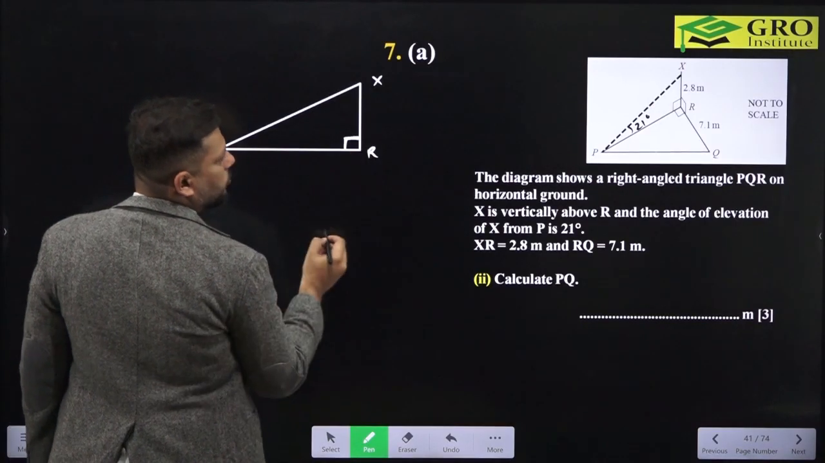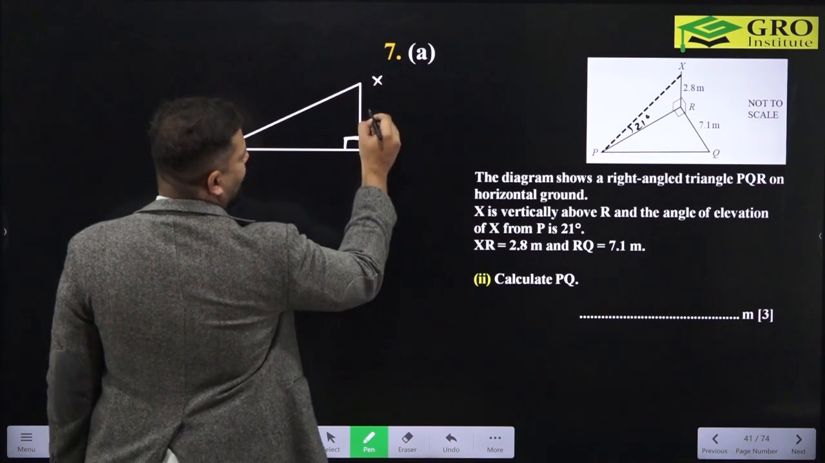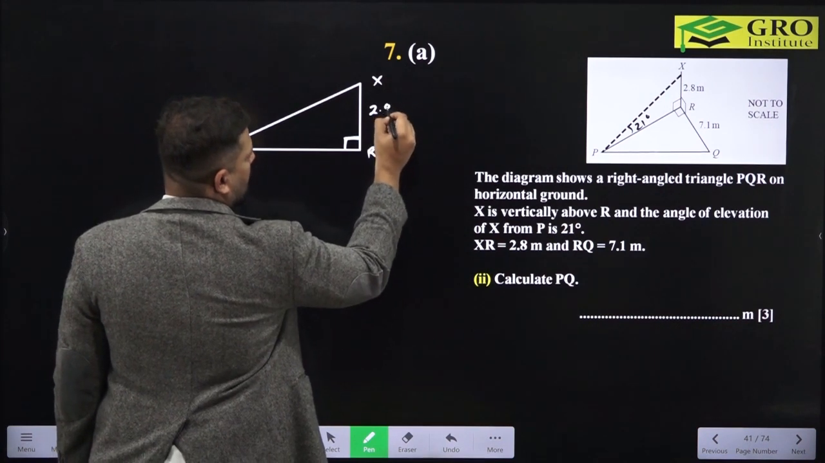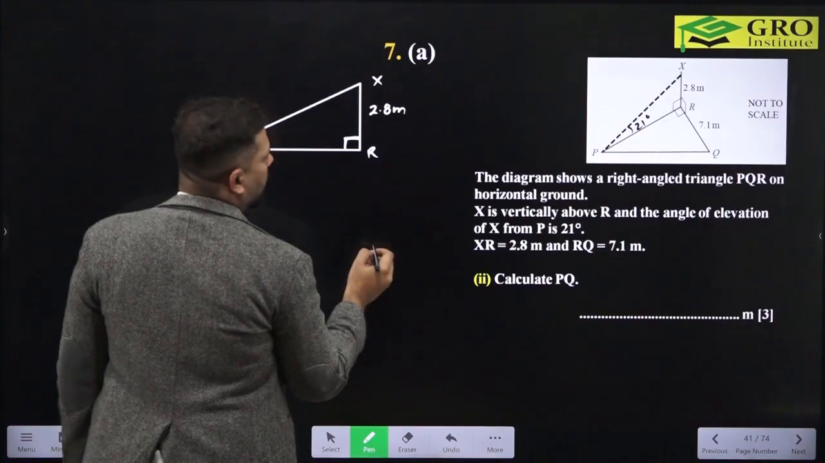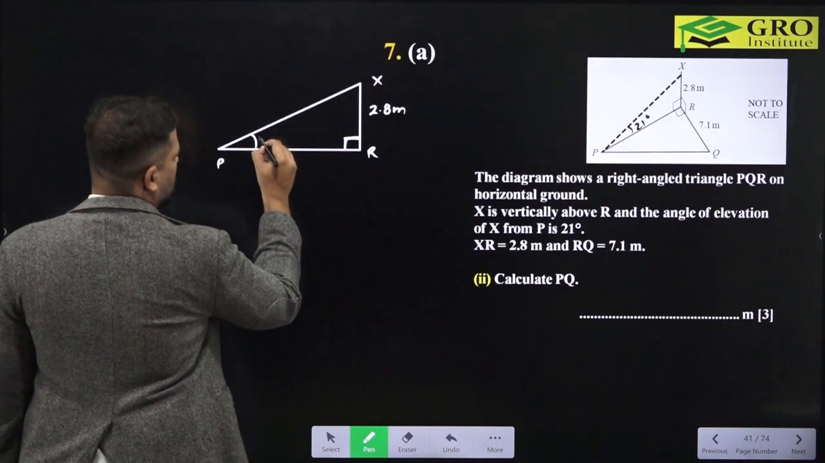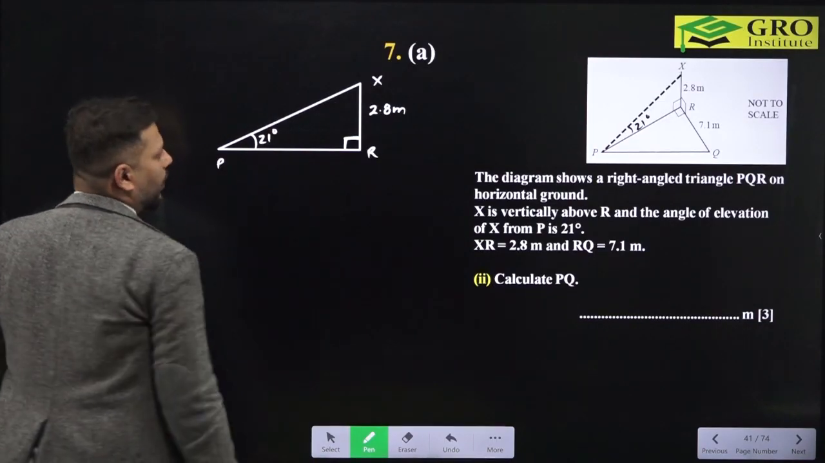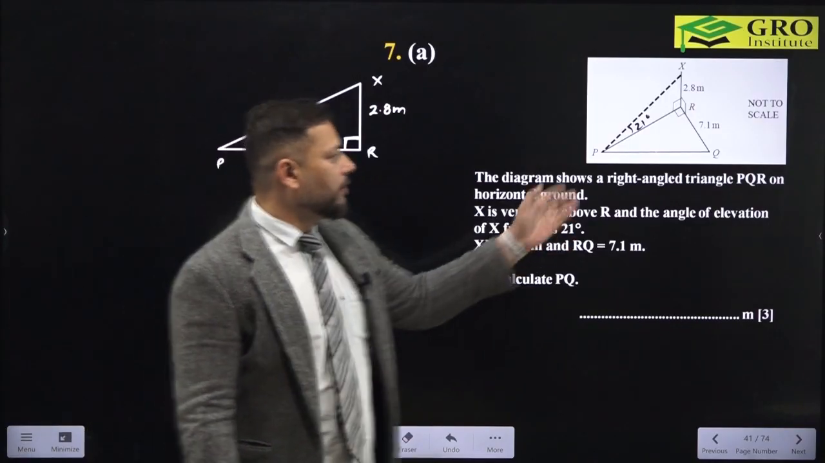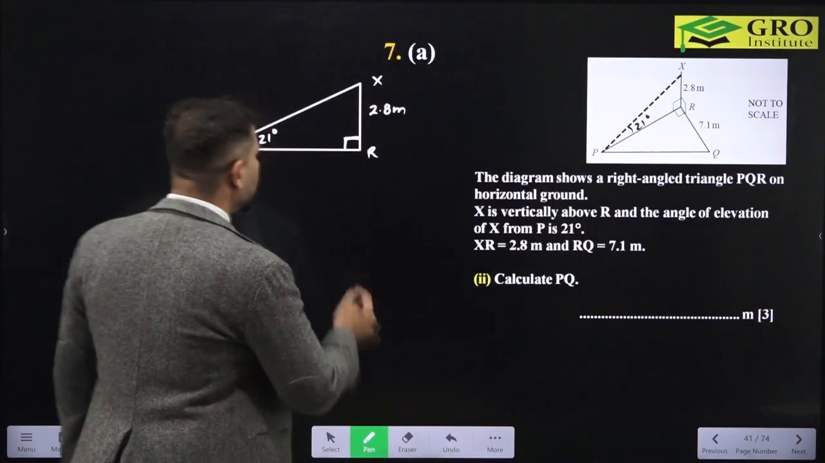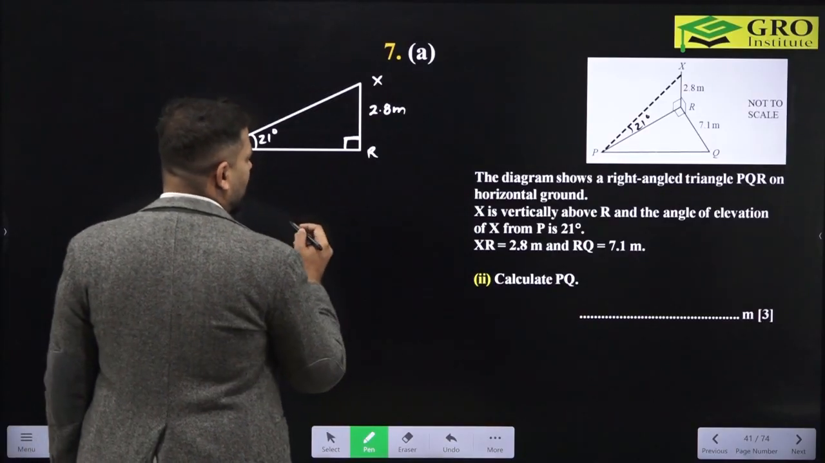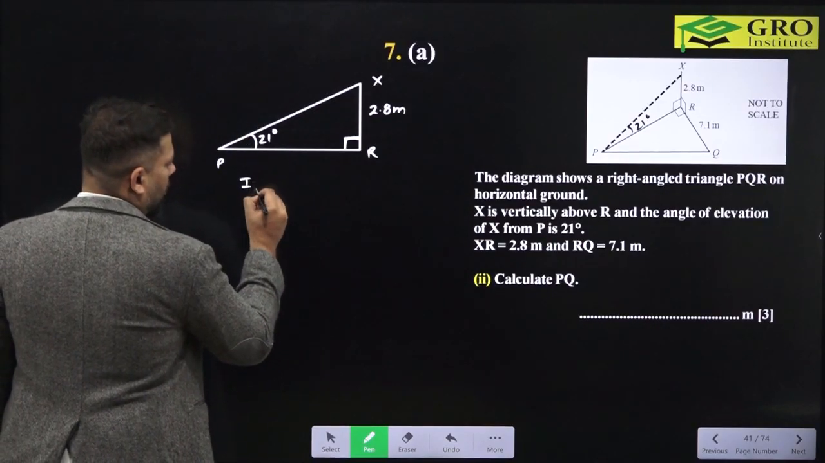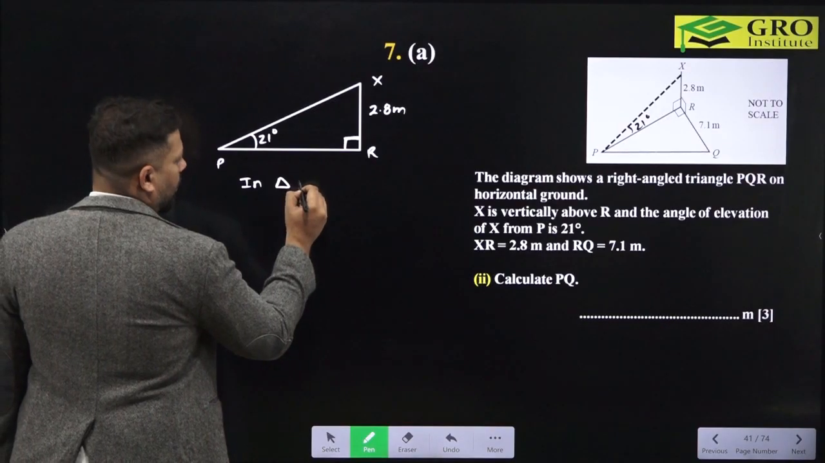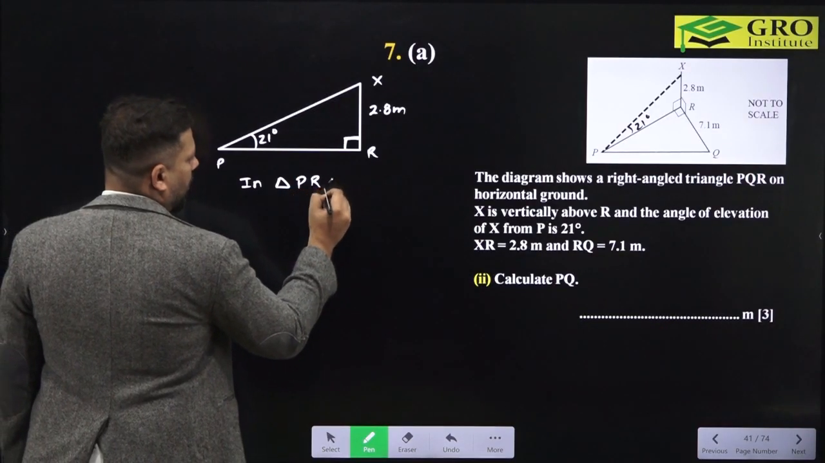What else is given to us? We are being given XR to be 2.8 meters, and we are being given this angle of elevation as 21 degrees. We need to find out PR in order to get the value of PQ. So we will simply use the tangent of 21 degrees in triangle PRX.